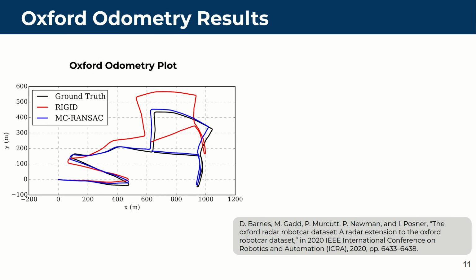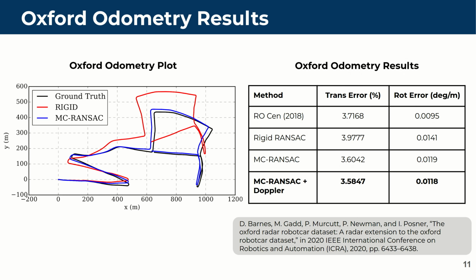Our first experiment is to test the importance of these distortion effects on the odometry problem. For this experiment, we used the Oxford radar dataset, released by Dan Barnes et al. in 2020. On the left-hand side of this slide, we have a diagram of our odometry results. The results show that compensating for motion distortion can have a positive impact on odometry accuracy. The table on the right shows that compensating for motion distortion improves our results by about 10%, while the Doppler effect is negligible for this problem.